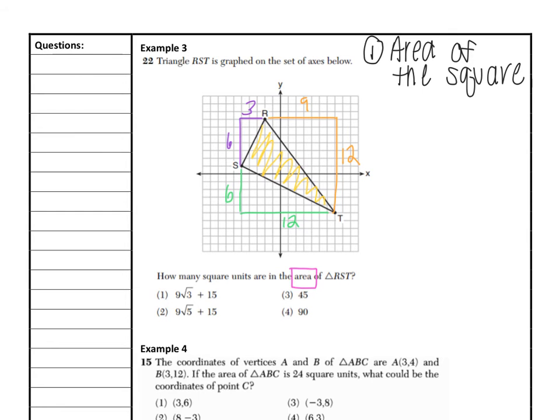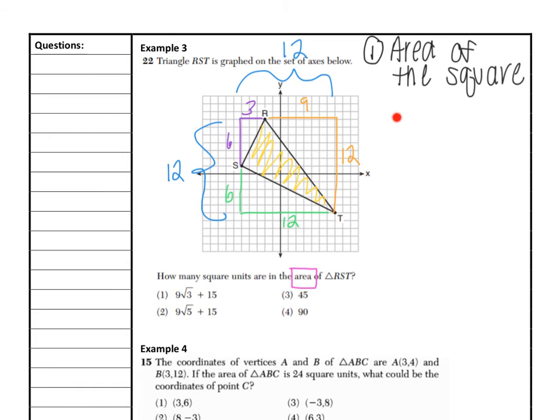Okay, and if I look at the square, those 2 sides together would give me 12. These 2 sides together would give me 12. And I already know that this side over here is 12, this side over here is 12.